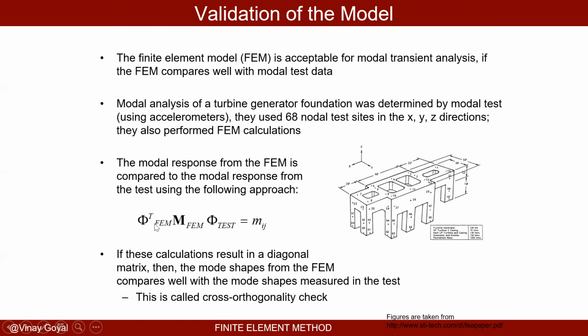But in reality, there'll be an error between the finite element and test, and therefore this will not be fully diagonal. If this calculation results in a fully diagonal mass matrix, then we can say that finite element compares well with the mode shapes measured in test. This is called the cross orthogonality check.